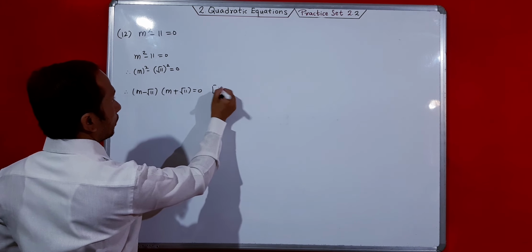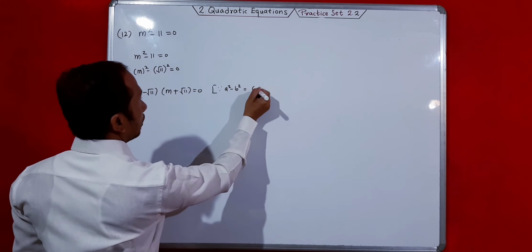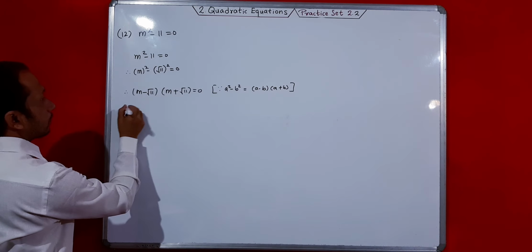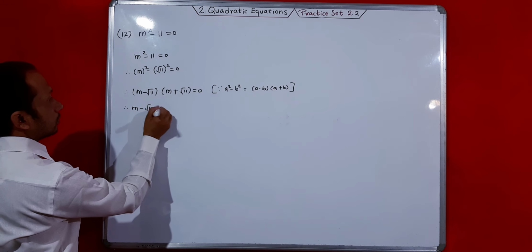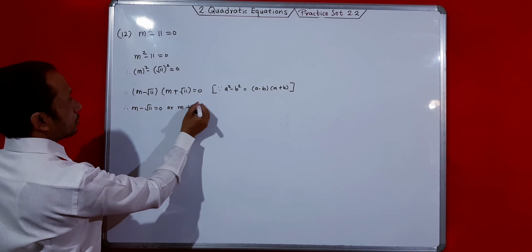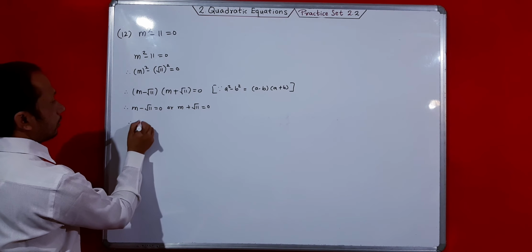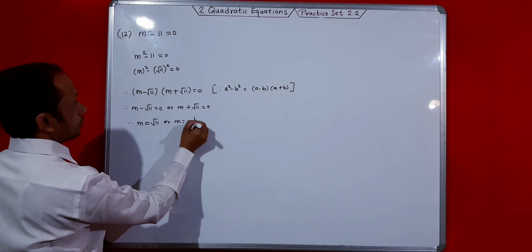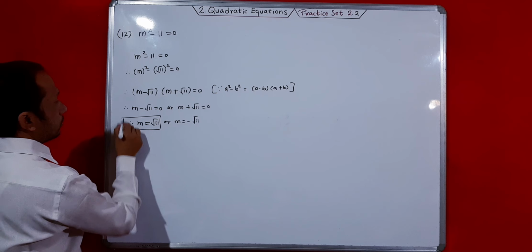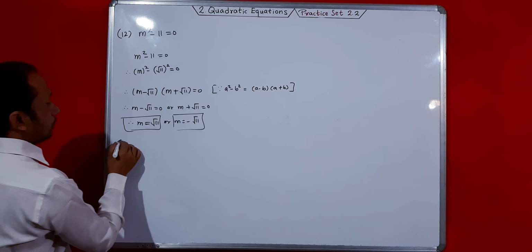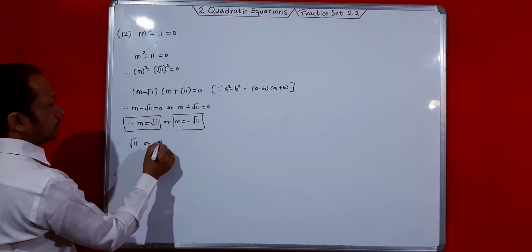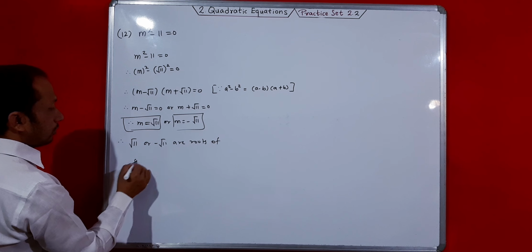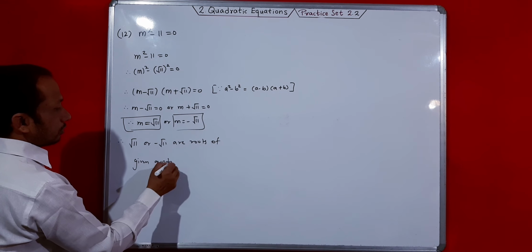The formula you know is a square minus b square equals (a minus b)(a plus b). So use this formula. Therefore m minus root 11 is equal to 0, or m plus root 11 is equal to 0. Therefore m is equal to root 11, or m is equal to minus root 11. So these are the roots. Therefore root 11 and minus root 11 are roots of the given quadratic equation.